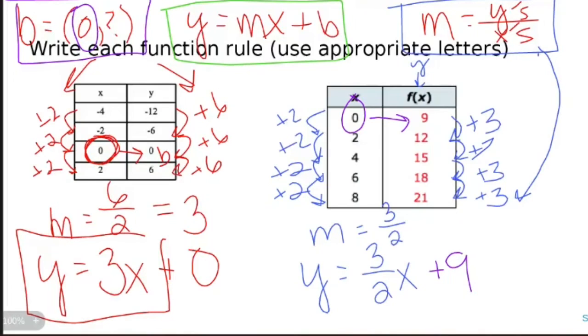Now the problem says use appropriate letters, which I haven't done yet. Normally my y is on the right side of the chart here. But in this case, it's not y, it's f of x. No big deal. Just change y into f of x.